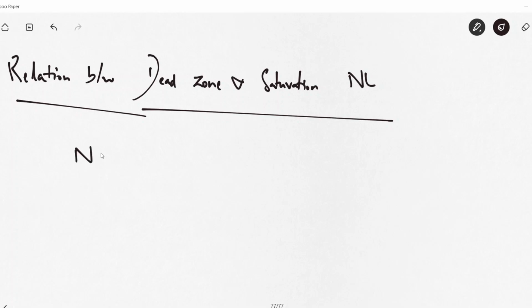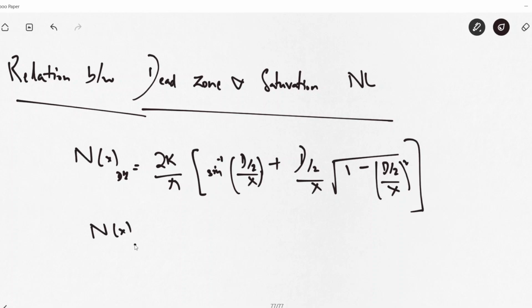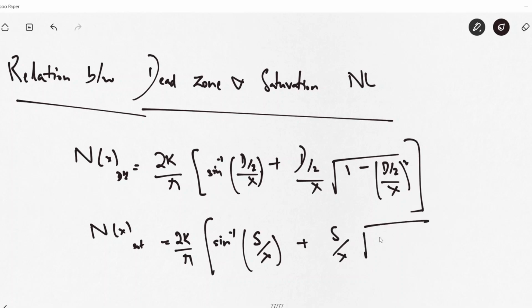We have derived the describing function of dead zone, N(X) equal to 2K by pi, sine inverse of d by 2 divided by X, plus d by 2 divided by X, times the square root of 1 minus d by 2 divided by X, squared, while N(X) for a saturation is again 2K by pi, sine inverse of S by X, plus S by X under root of 1 minus S by X squared.